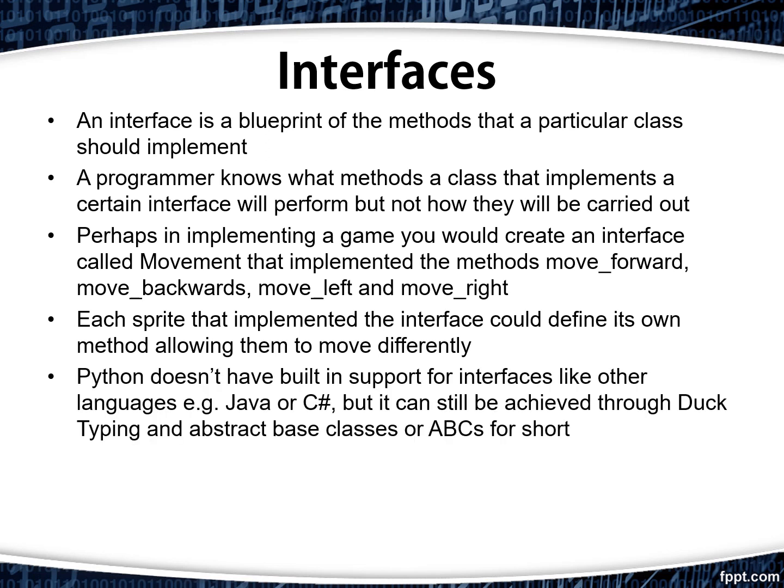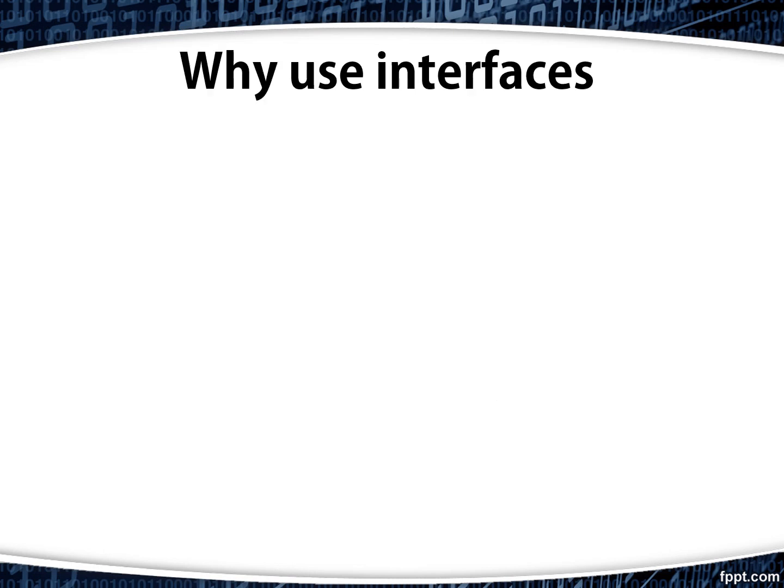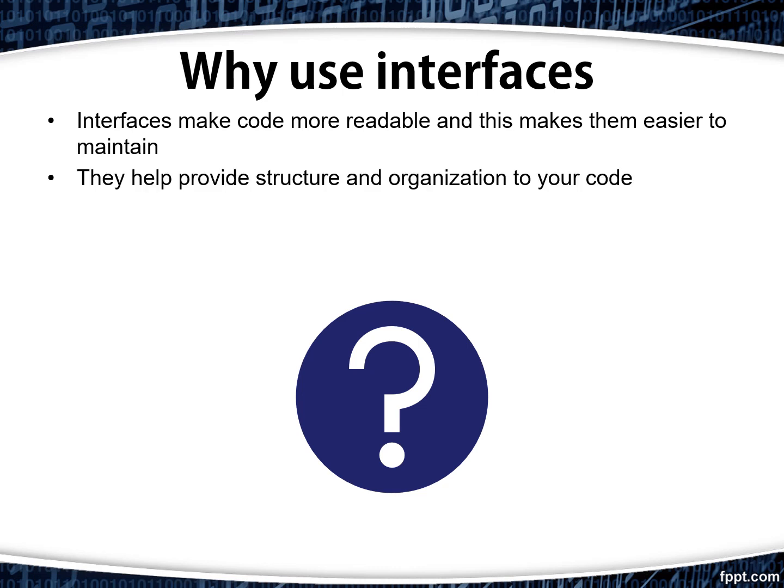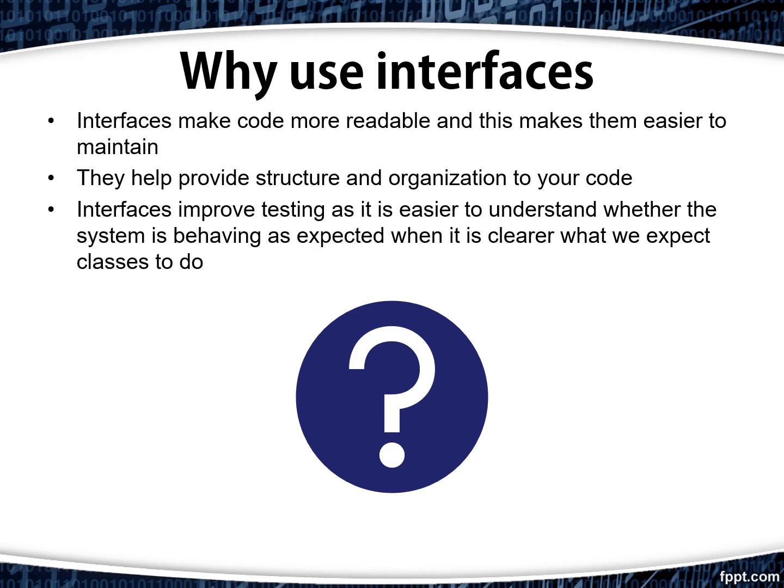Python doesn't have built-in support for interfaces like other languages, such as Java or C#, but it can still be achieved through duck typing and abstract base classes, or ABCs for short. Interfaces make code more readable, and this in turn makes them easier to maintain. They help provide structure and organization to your code. Interfaces also improve testing, as it's easier to understand whether the system is behaving as expected when it's clearer what we expect each class to do.